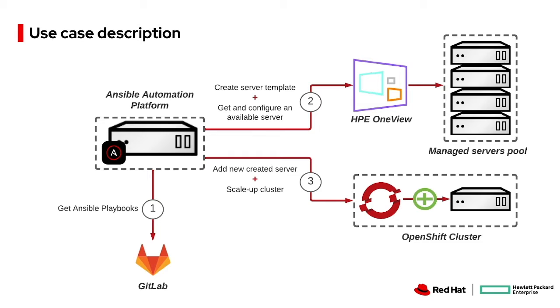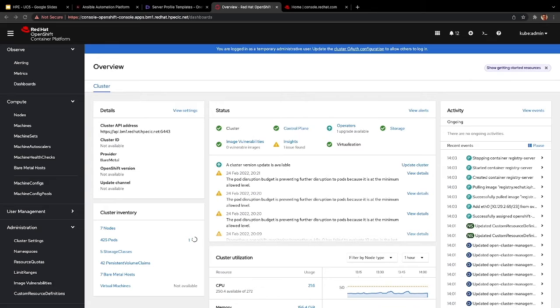OpenShift will then inspect this new server and get all hardware information, manage the power cycle, and install CoreOS before integrating it as a ready worker node to host pods and containers. Now let's go for the demonstration.